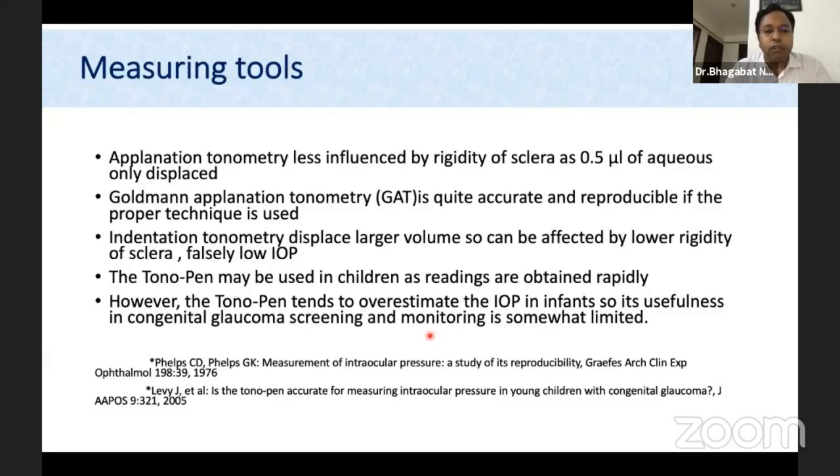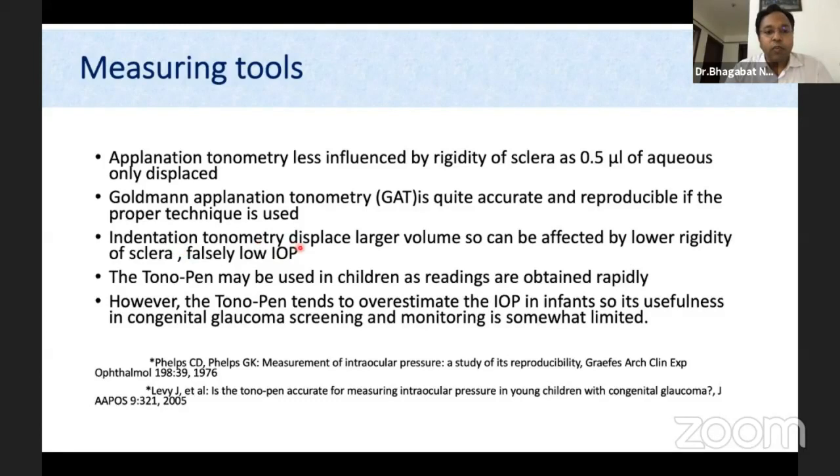Throughout the literature, what I found, and we have practically experienced, is that applanation tonometry stands amongst all, till now the gold standard, even in children, because it is less influenced by the rigidity of the sclera, as only 0.5 microliter of the aqueous is displaced. So applanation tonometry is quite accurate and reproducible, if used in the proper technique, the proper way.